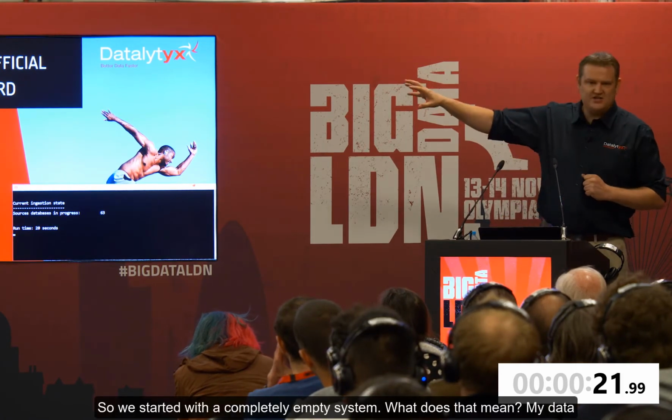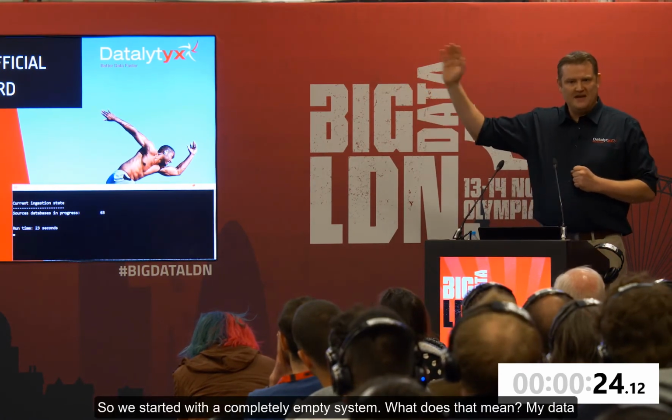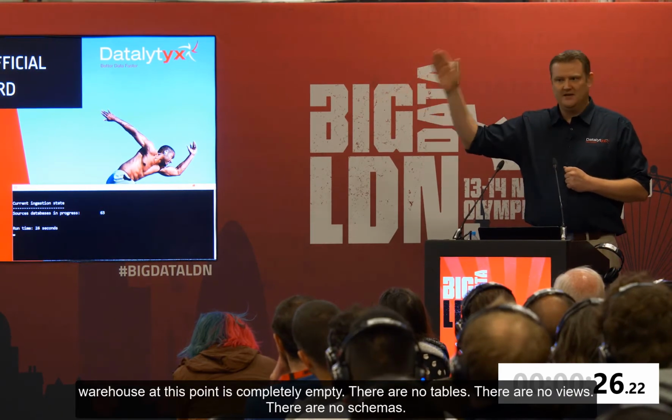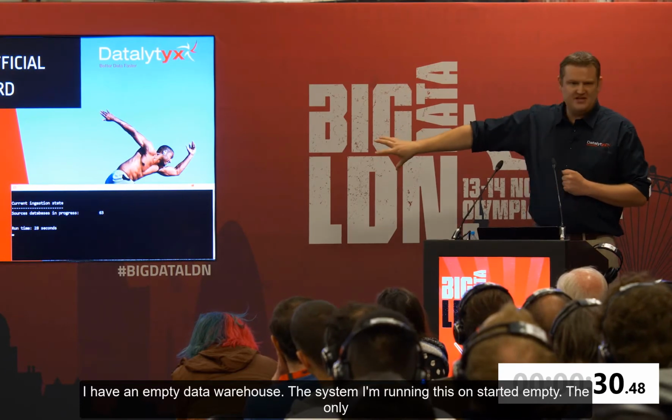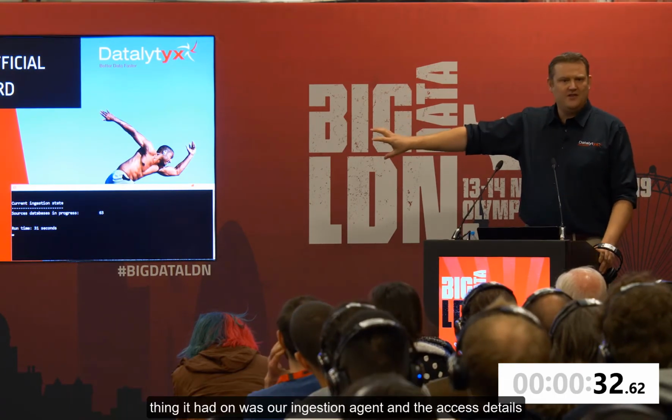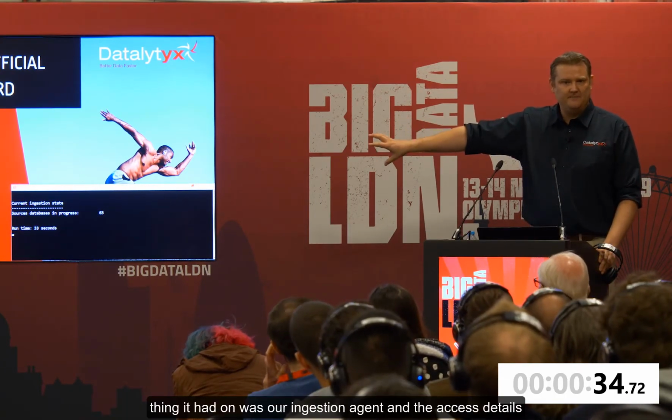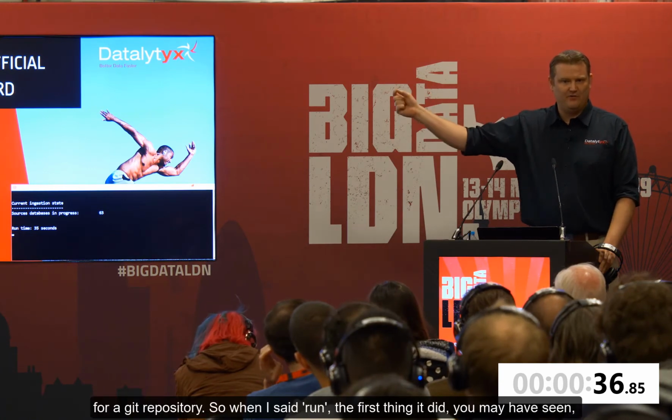Okay, so we started with a completely empty system. What does that mean? My data warehouse at this point is completely empty. There are no tables, there are no views, there are no schemas. I have an empty data warehouse. The system I'm running this on started empty. The only thing it had on was our ingestion agent and the access details for a Git repository.